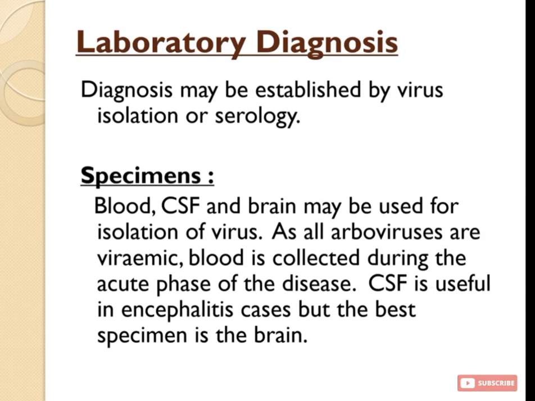Laboratory diagnosis. Diagnosis may be established by virus isolation or serology. Specimens collected. Blood, CSF, and brain may be used for isolation of virus. As all arboviruses are viremic, blood is collected during the acute phase of the disease. CSF is useful in encephalitis cases, but the best specimen is the brain.